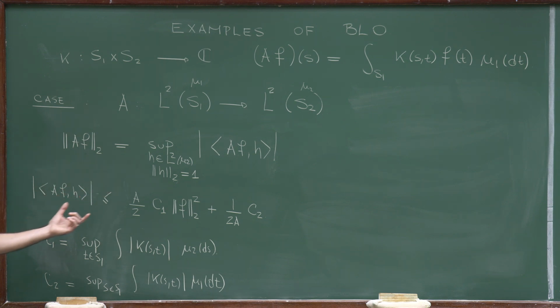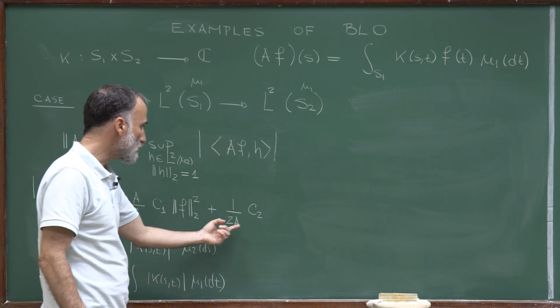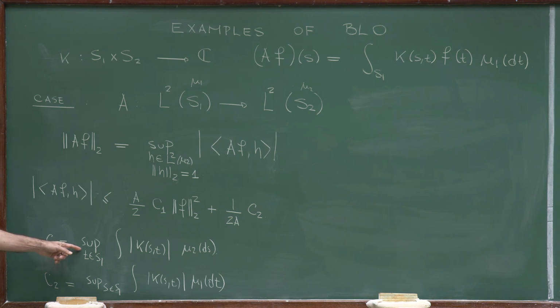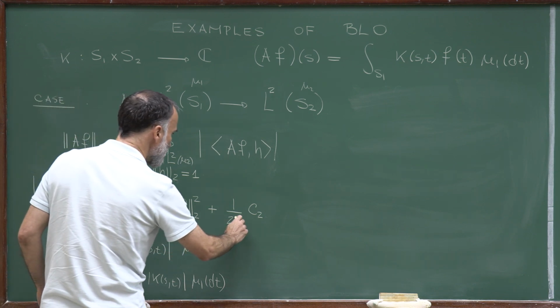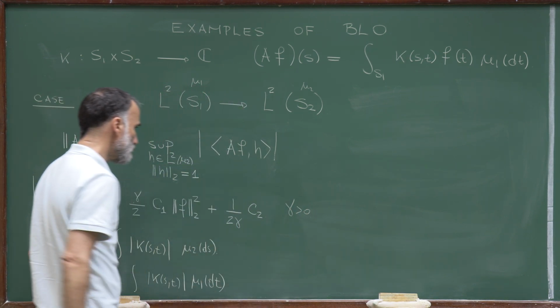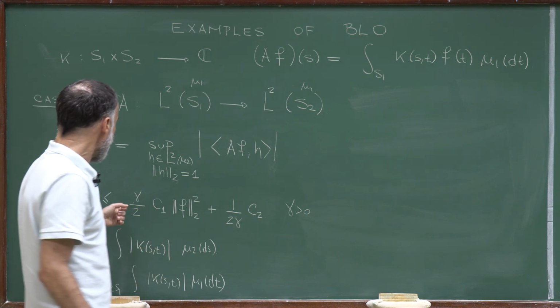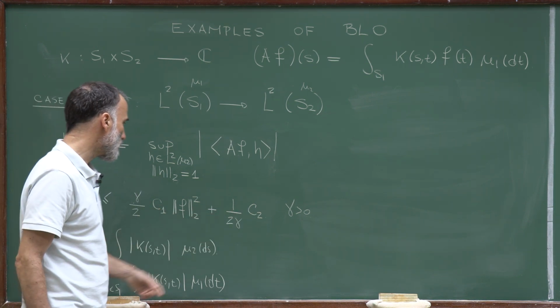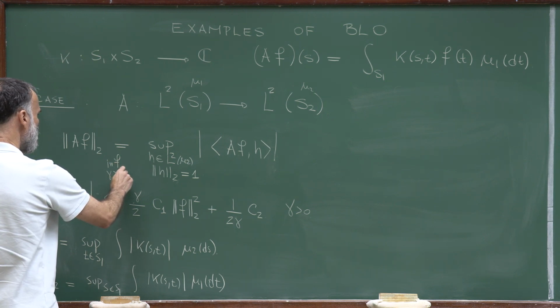So up to now, we proved that the absolute value of this scalar product is bounded by a over 2, C1 times this norm squared, plus 1 over 2a, C2, where C1 is this supremum, C2 is that other supremum. I just realized that a is a very bad choice for notation, so let me change this a to gamma, and this inequality holds for all gamma positive. Well, this inequality holds for all gamma positive, so we can minimize that over gamma. So I can introduce here an infimum over all positive gamma.